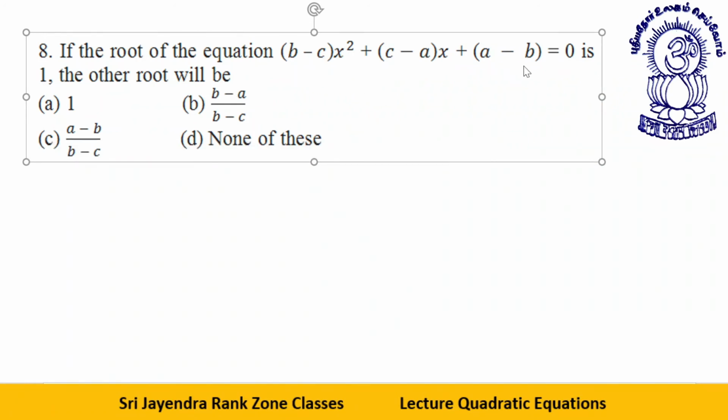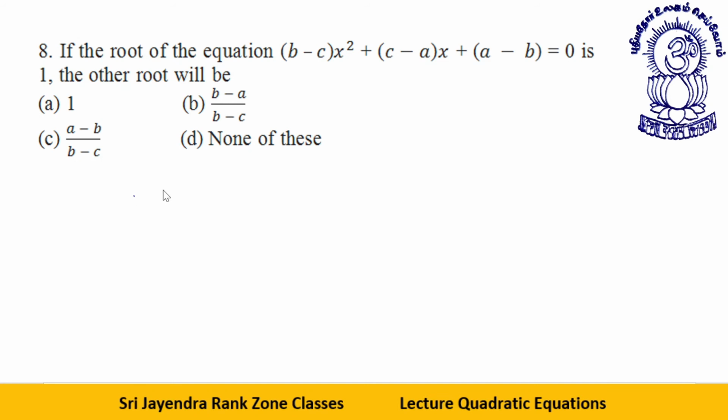You are given this equation. You are being told if one root of the equation is 1, the other root will be what. I just apply a simple logic. One root is 1, so alpha is equal to 1. Beta you don't know, but you know what alpha times beta will be for any equation.